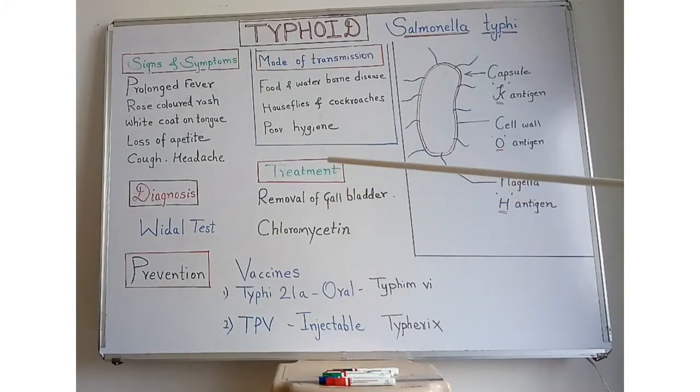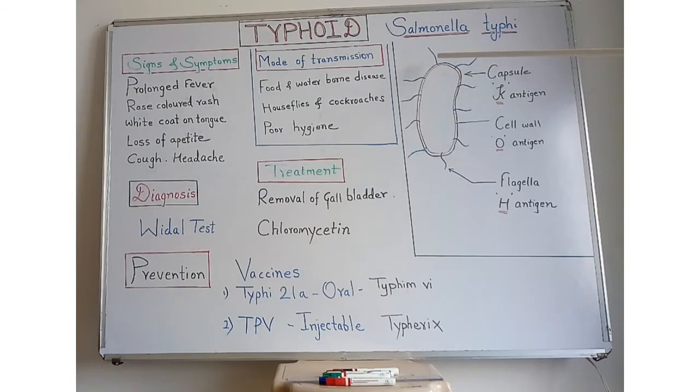Students, today we'll study one more disease, that is typhoid. Typhoid is mainly caused by a bacteria called Salmonella typhi. This is the diagram of Salmonella typhi, and this is present in the lumen of the intestine. Hence, unlike amoebiasis and ascariasis, typhoid is also an intestinal disease.